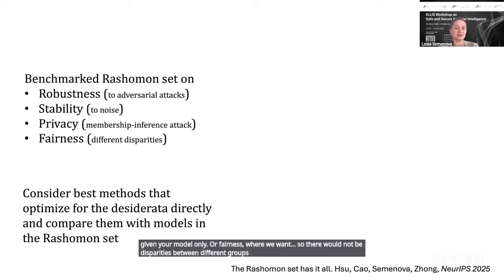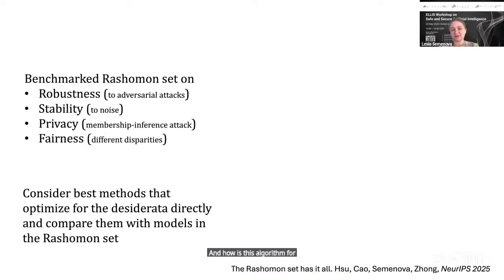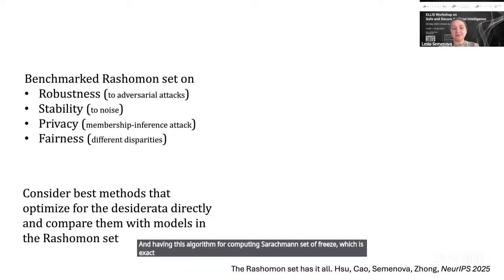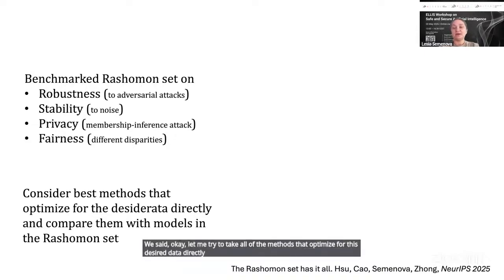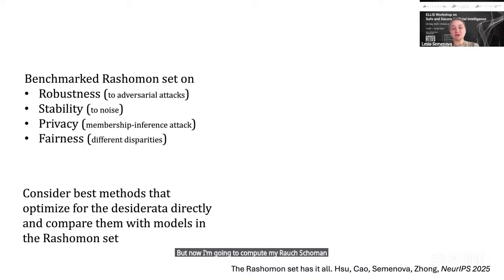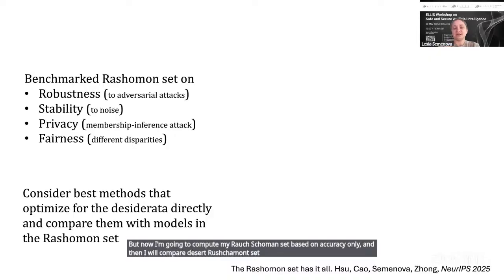And having this algorithm for computing the Rashomon set of trees, which is exact, we said, okay, let me try to take all of the methods that optimize for these desired properties directly. So I know that their objective would be to optimize accuracy subject to these desired property constraints. But now I'm going to compute my Rashomon set based on accuracy only. And then I will compare: does that Rashomon set already contain models that are close in performance on these desired properties? And it turns out it does.